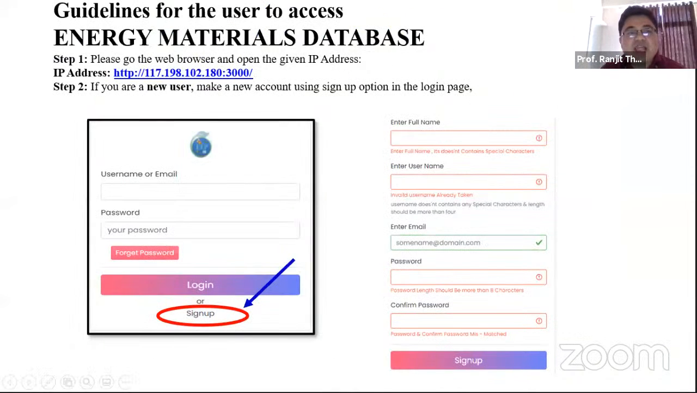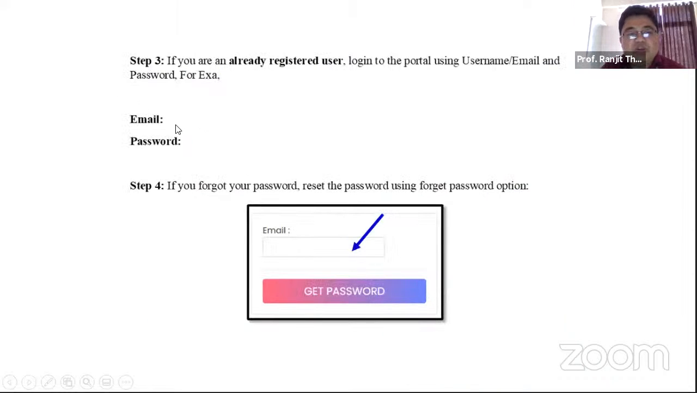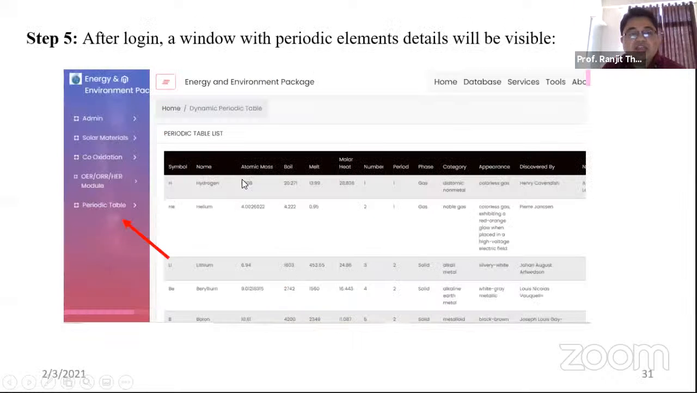So these are the guidelines. This is the IP address. You put this IP address, you can sign up. Once you sign up, you can go to the login page. You have to put the email ID and password, and if you forget the email ID, you can get it back. Then you will get a window like this where you will have solar material, C oxidation, OER, HER modules, periodic tables and other things.